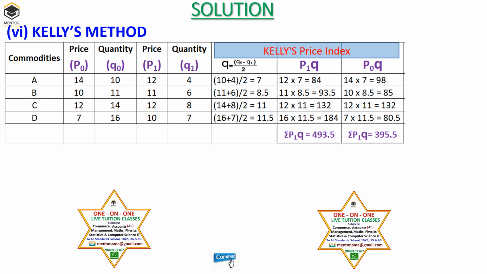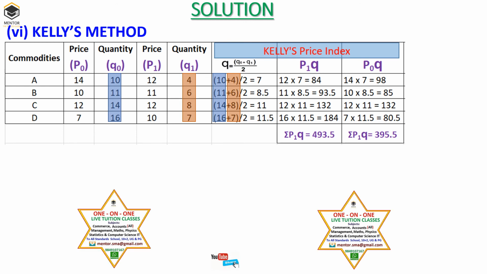For Kelly's method, everyone knows that the Q value we have to find out is a constant weight. In Kelly's method we will have a constant weight. So how is the Q value determined? Q is equal to Q0 plus Q1 divided by 2. It means the arithmetic mean of the weight is to be found here in Kelly's method. So as you can see, I'm going to take Q0 and Q1. This Q0 Q1 column I'm going to add, and divide by 2.